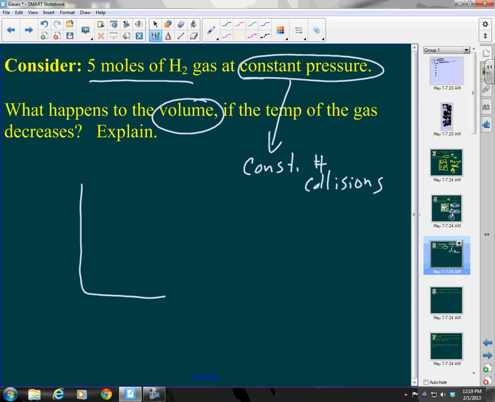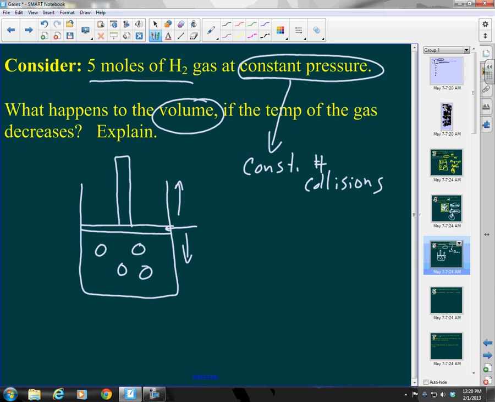Sure. Right? Let's say I have something like this, and we'll call it a piston, right? So that means this section right here kind of floats. It can go up or it can go down as necessary. Good. And in here we have our particles, right? I have 5 moles of particles. Now the question is, if the temp of the gas decreases, okay, so I'm going to decrease temp. Well, I can't decrease temp directly. What can I do? I can remove heat. That'll lead to my temp going down.